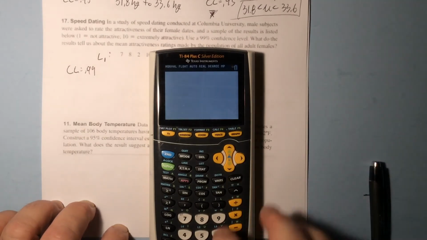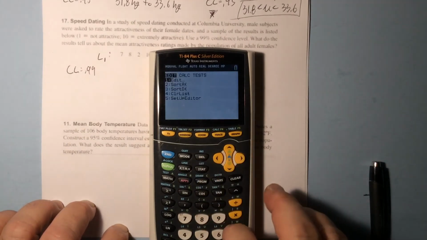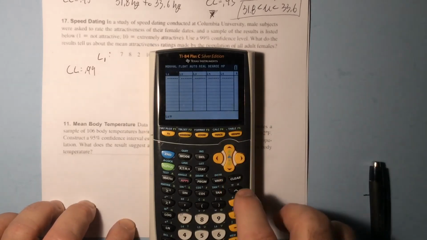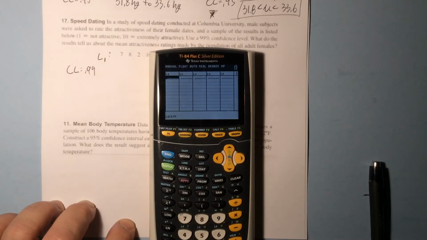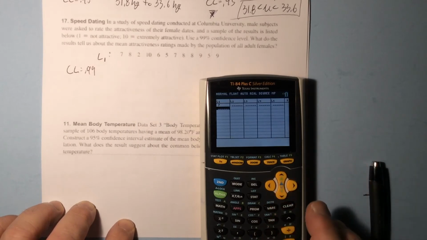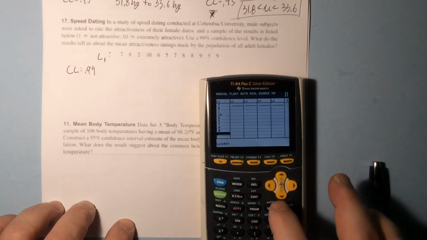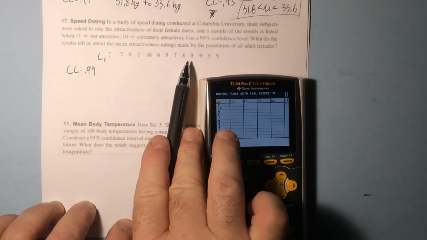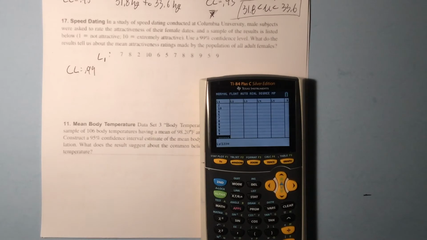So first off, we're going to go to stat, and we're going to edit our list. And if there's any information in there, you need to clear it out. If you know how to do that, just go up to the list, hit clear. Don't hit delete. Just hit clear. And we're going to go ahead and type that information in now. So it'll be 7, 8, 2, 10, 6, 5, 7, 8, 8, 9, 5, 9. Okay. So I have 2, 4, 6, 8. So I have 12 sets of data, 12 numbers in there.